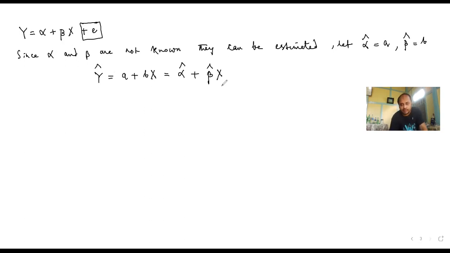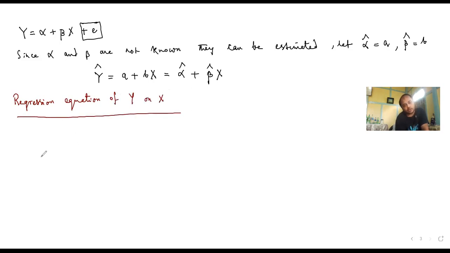First of all, let me talk about the formula directly. In the next session, I am going to elaborate this formula in detail. So the formula which can be derived, and that will be shown in the next session, is the following. The regression equations that we are going to find out are of the following forms. There are actually two regression equations. One is called regression equation of y on x. Another is called regression equation of x on y.